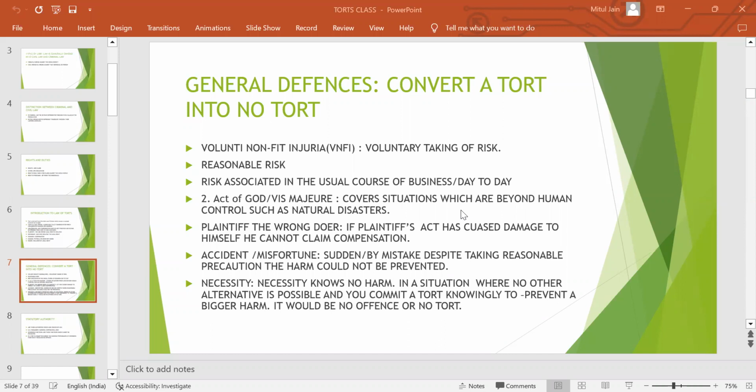So in this situation, the damage that has been caused to the plaintiff is due to his own wrongdoing, and that is the reason why he cannot claim any compensation, and that is the reason why it's a general defense: plaintiff the wrongdoer. That means if the plaintiff has harmed himself because of his own mistake, then what will happen in that situation? Plaintiff the wrongdoer.